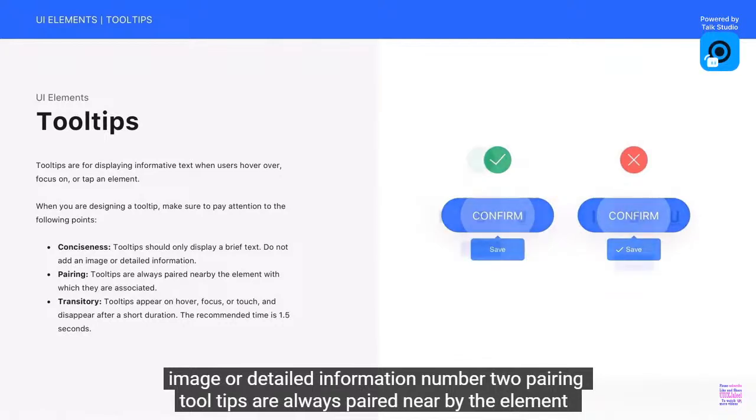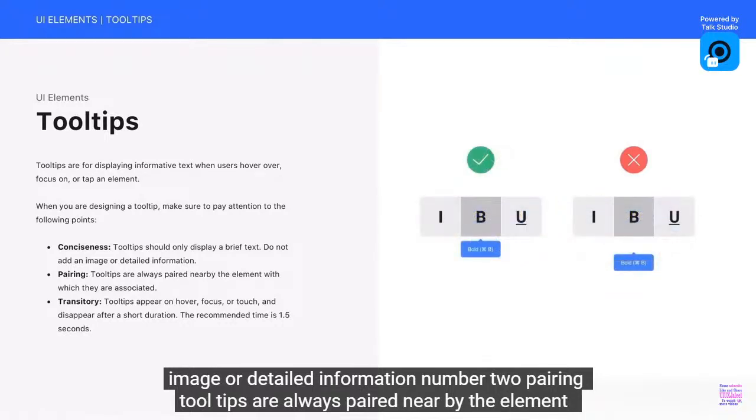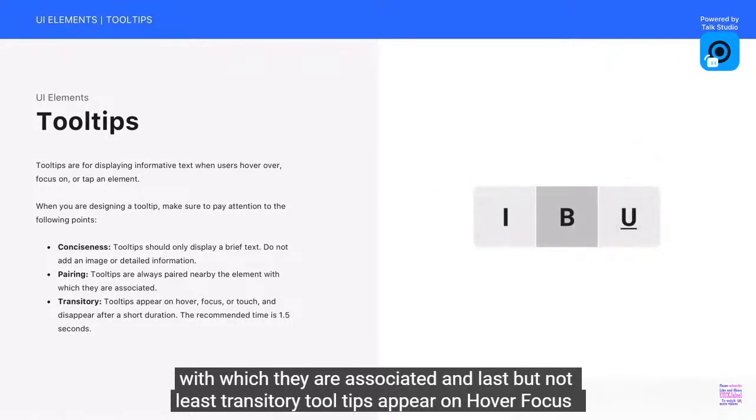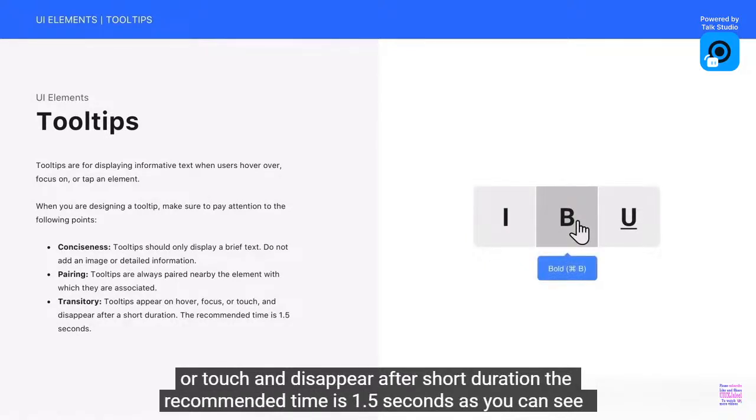Number 2, pairing. Tooltips are always paired nearby the element with which they are associated. And last but not least, transitory. Tooltips appear on hover, focus, or touch, and disappear after short duration. The recommended time is 1.5 seconds.